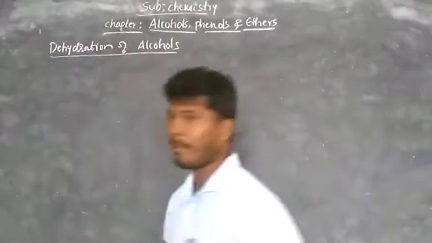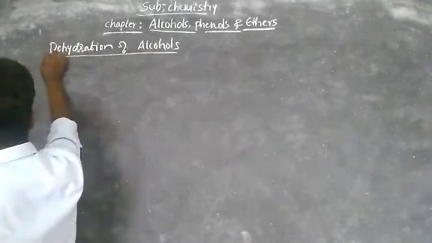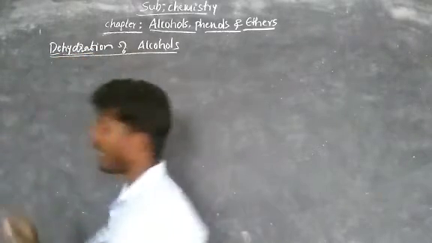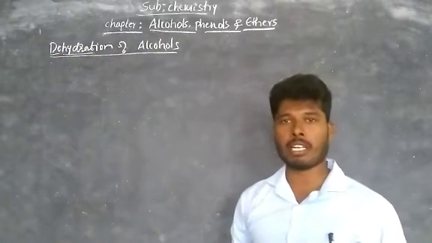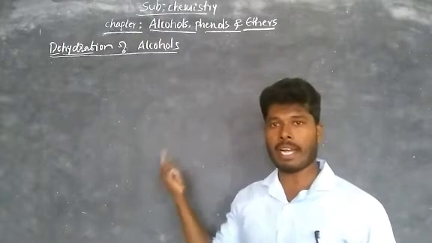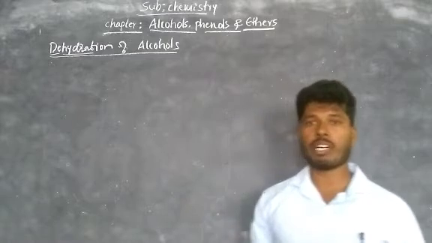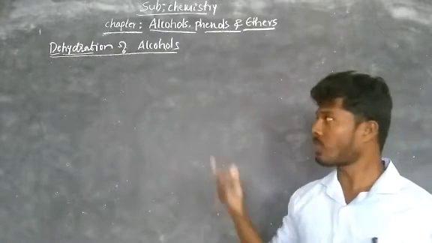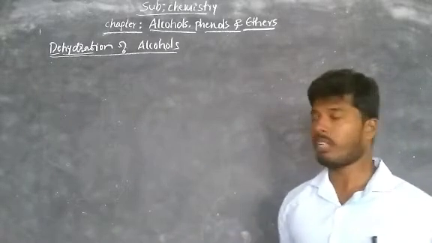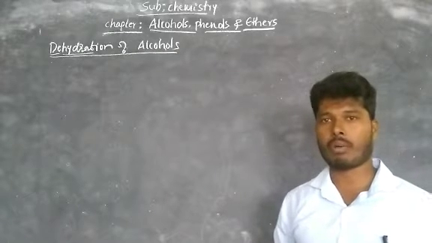So here observe the word dehydration. There are two words in dehydration, that is de and hydration. De is nothing but removal and hydration is water. So dehydration is nothing but a removal of water. The process of removing water is called dehydration. That is occurring in alcohol, hence we call it dehydration of alcohol.